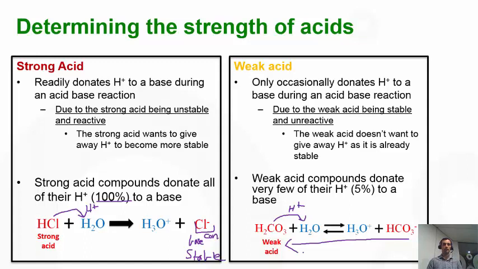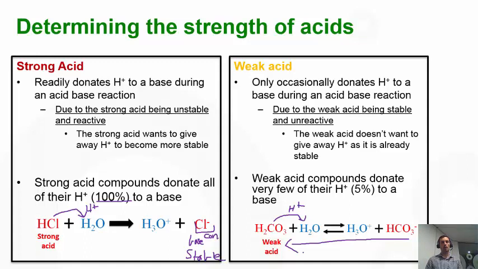Well, it all comes back down to how good each of them are at giving away H+, which remember is the function of an acid, to give away H+ to a base in an acid-base reaction. So which of the strong and weak acid are best at giving away H+? Well, the strong acids are much better at giving away H+. 100% of the strong acid compounds will donate their H+. Whereas the weak acid, are they good at giving away H+? Not really. Only 5% of the weak acid compounds will give away the H+.